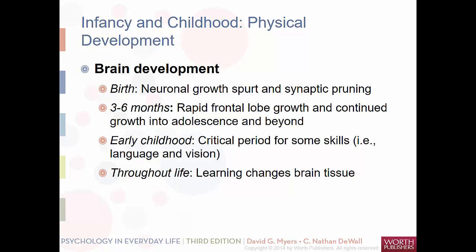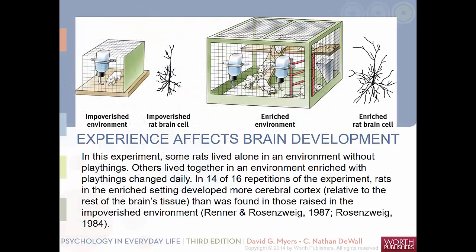Nature versus nurture is a hot topic. How do they interplay? What we learn changes our brain. If a child is abused, it has an effect on brain development. Rats in enriched environments developed more cerebral cortex.